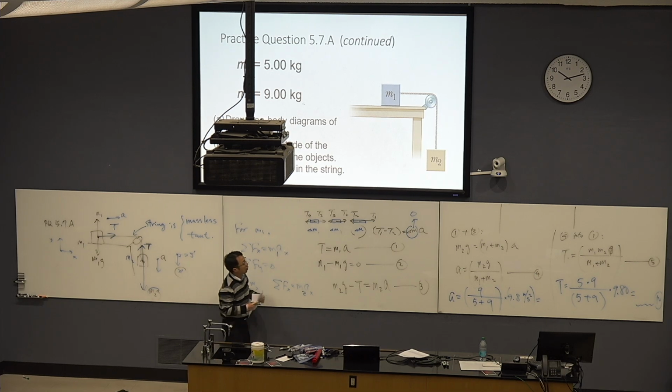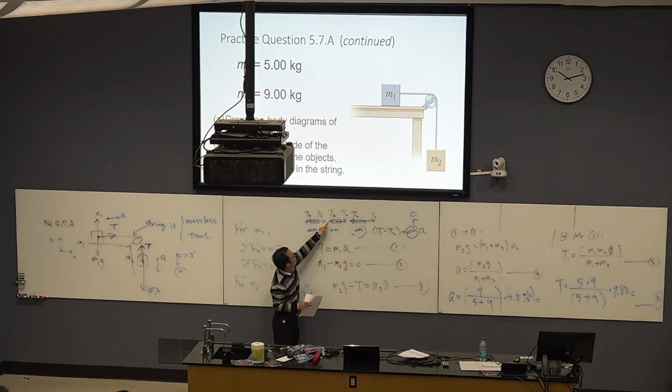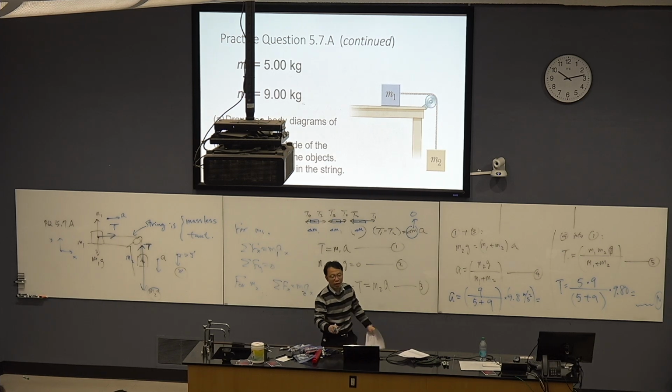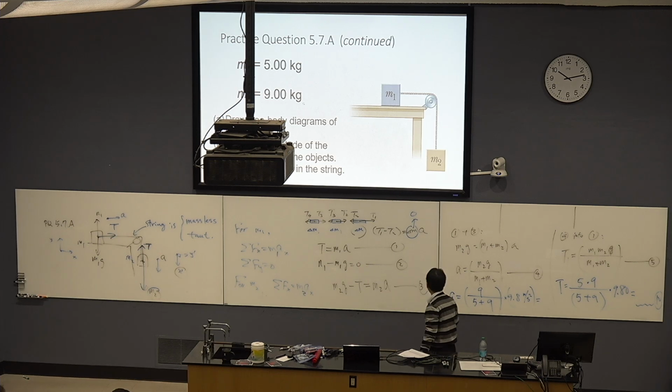Then you may wonder, why did I say T3 here and T3 here? Because at a point of contact, you can apply Newton's third law. When two segments of a string are attached to each other, there is a pair of contact forces. So this T3 and this T3 are related by Newton's third law, because they should be the same in magnitude. That's at the point of contact between two string segments. So that's the whole story here.